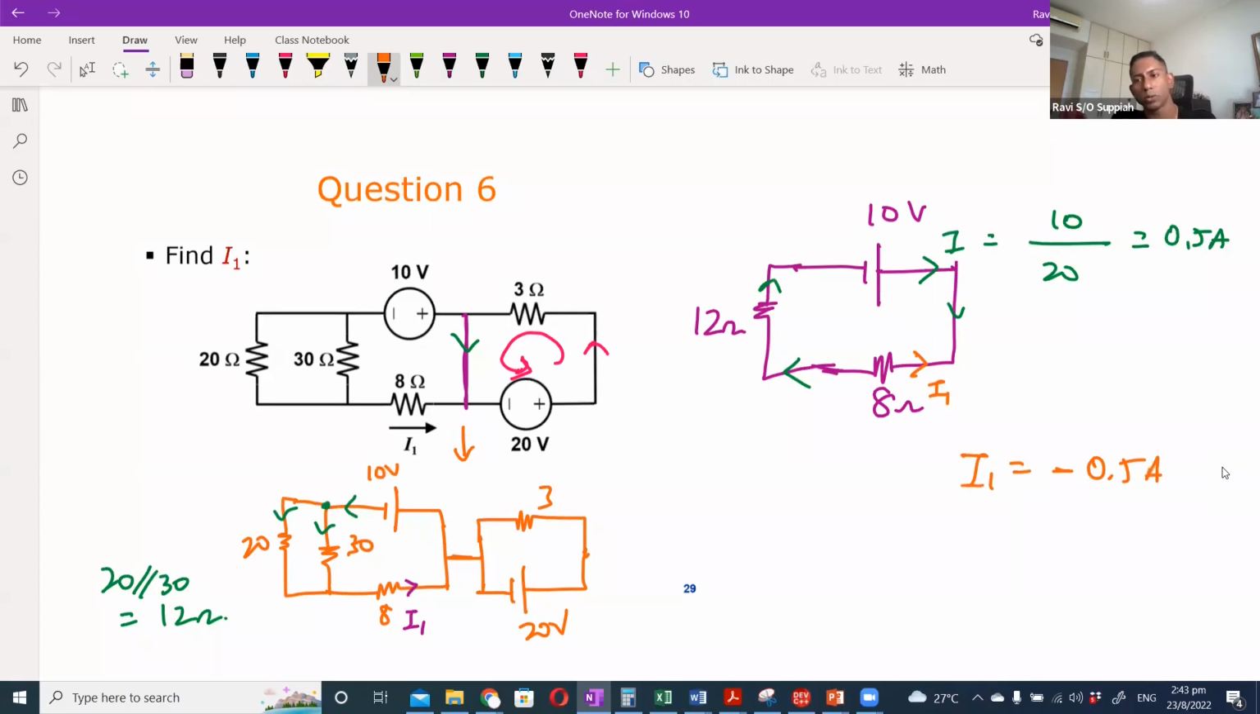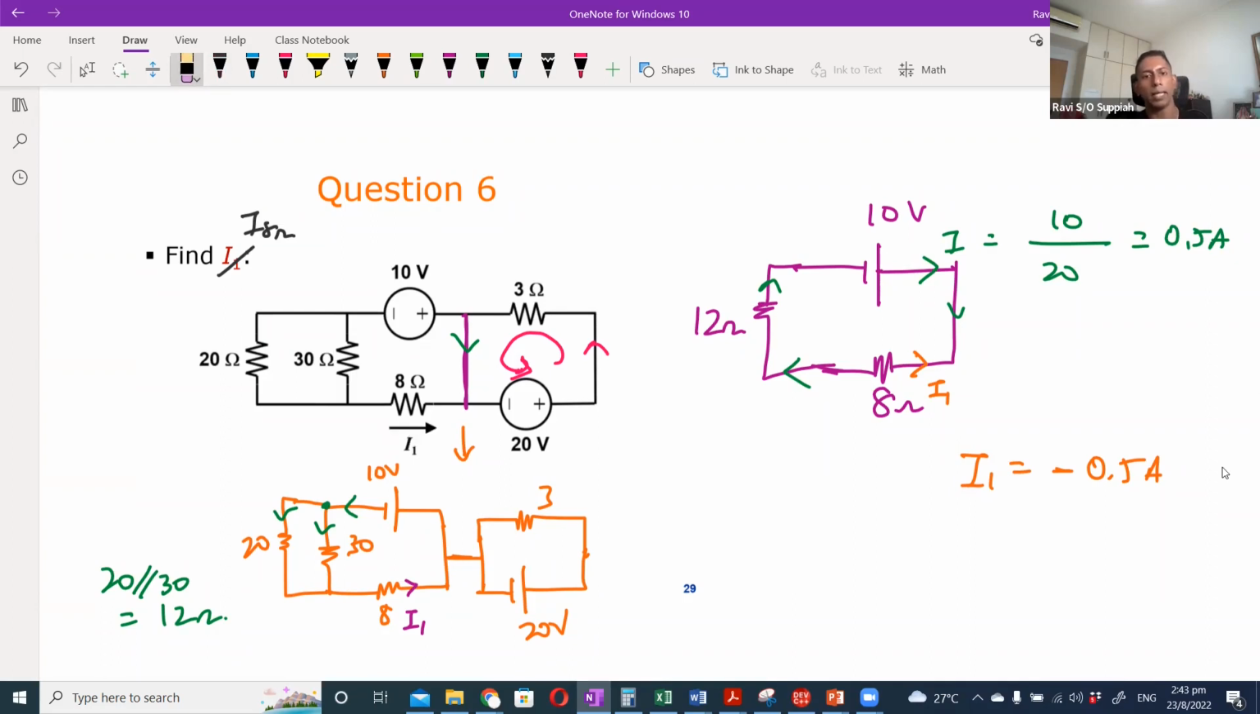Again, most students get a bit confused with this. Why must I put a minus? If the question never gave you this arrow, and just said find, let's say, I through the 8 ohm resistor, then you can solve it and say that the current through the 8 ohm resistor is 0.5 ampere. But here what we have done is we have given you a convention.